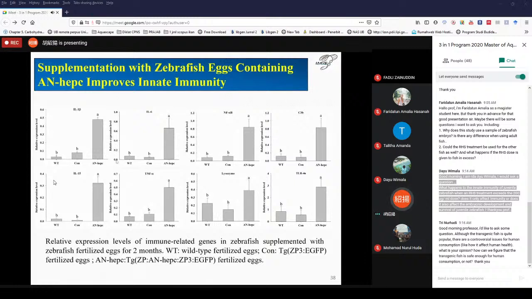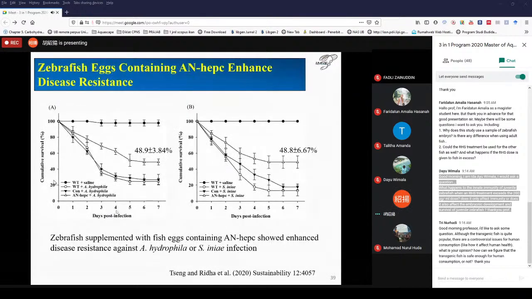If the fish are supplemented with the egg expressing hepcidin, you can see the immune parameters increase. So it means the hepcidin can modulate the immunity. It can improve the innate immunity. So we also do the challenge test. If the fish are supplemented with this kind of transgenic fish egg, it can increase the disease resistance against the pathogen infection.